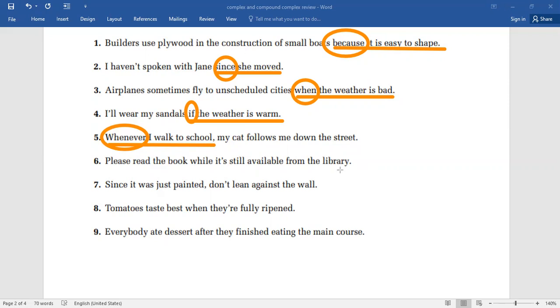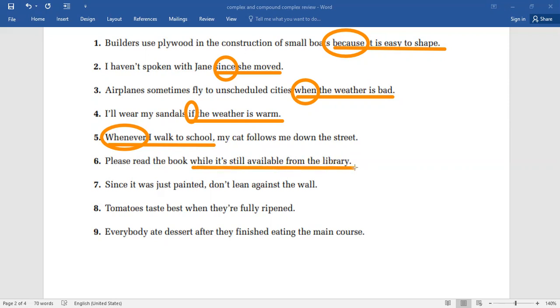Okay, how about Adam Al Fahla, number six, please? Please read the book while it's still available from the library. Yes. While it is still available from the library. Perfect.